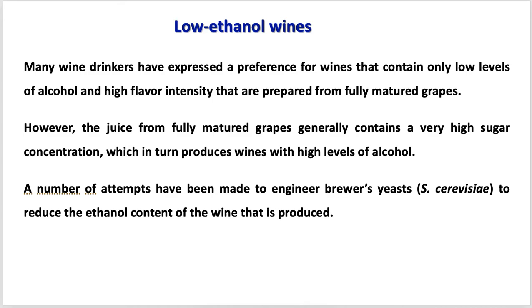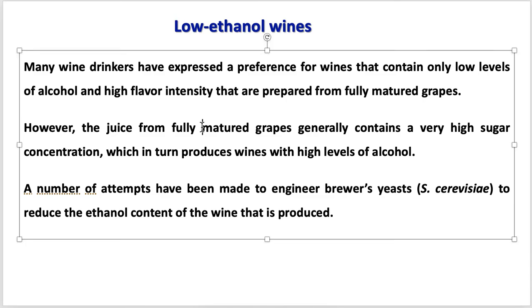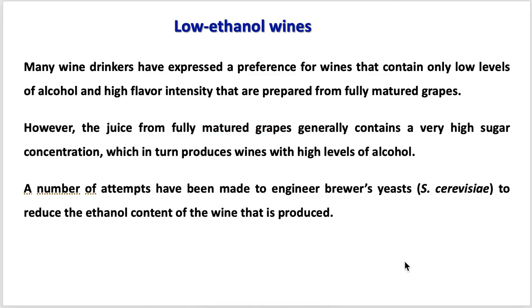However, with the usual strains used to produce alcohol, if the amount of sugar is high in the raw materials, more alcohol is produced by those strains. So the final amount of alcohol in the product depends on the amount of sugar in the raw material. And good wines are actually produced from matured grapes, and matured grape juice contains a high amount of sugar.